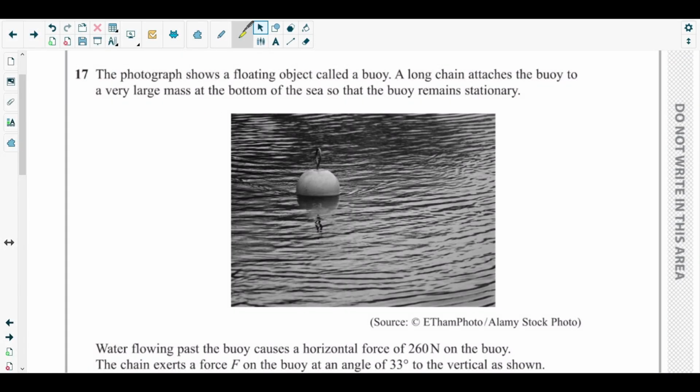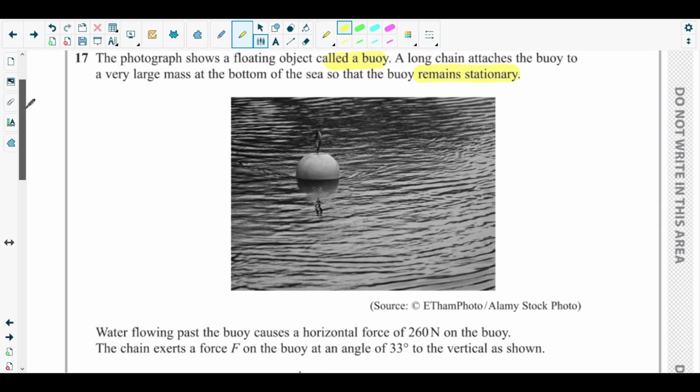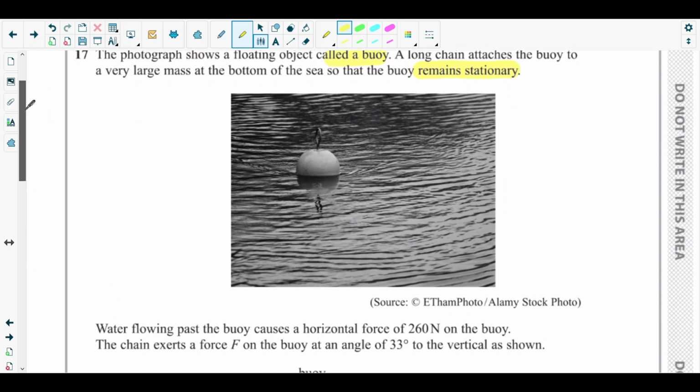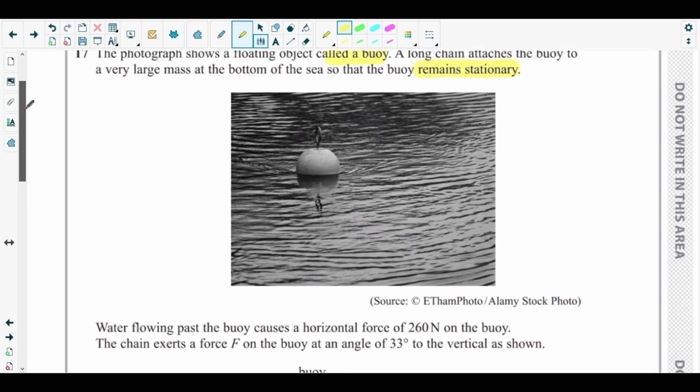Okay, next is question number 17. The question says the photograph shows a floating object called a buoy. A long chain attaches the buoy to a very large mass at the bottom of the sea, so that the buoy remains stationary. So a buoy is an object that is floating on the water surface.